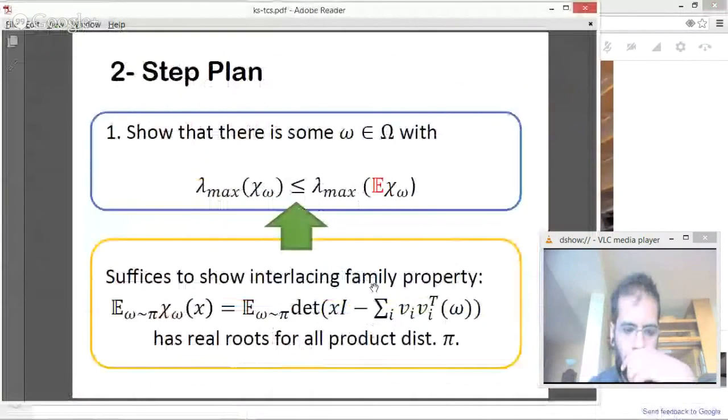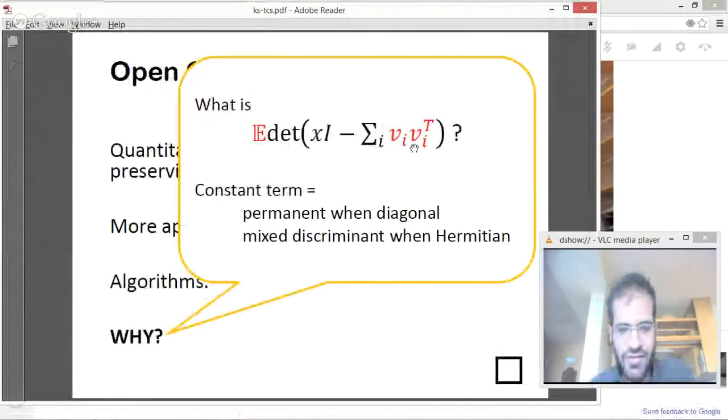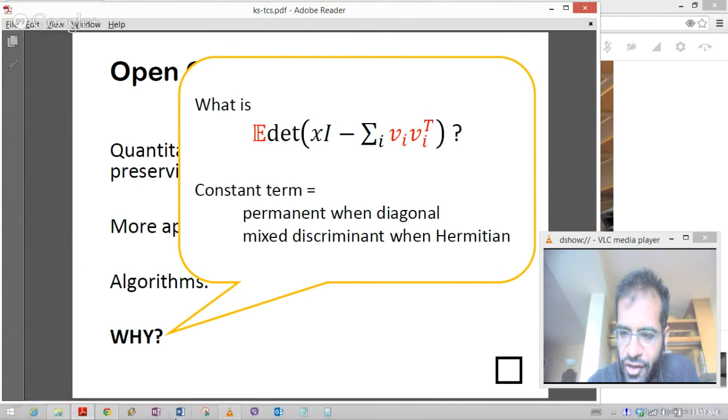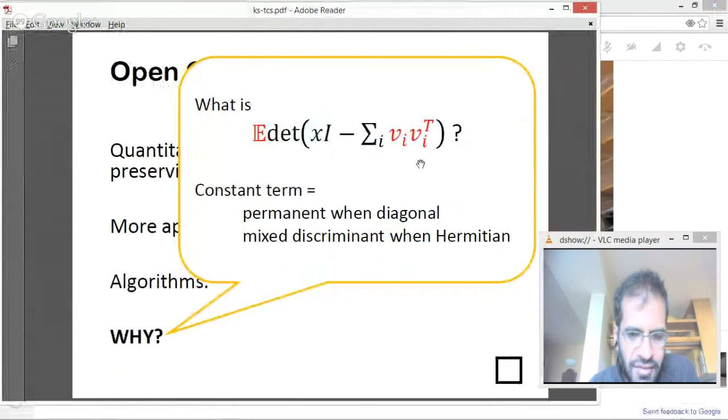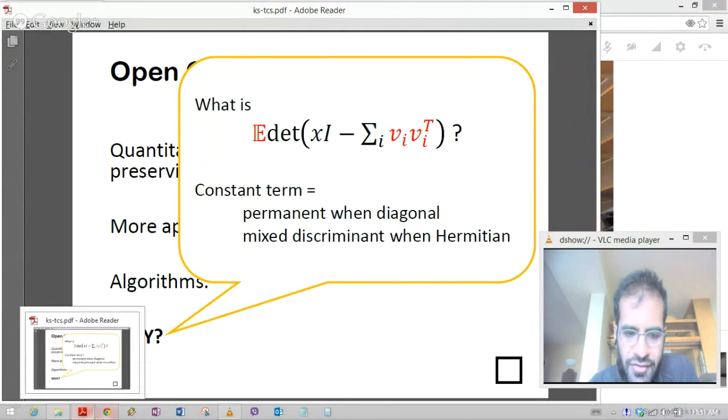Yeah, so what I said was that here's the expected characteristic polynomial of sum of vi vi transpose, right? Really I'm making a statement about this polynomial: it's a function of the covariance matrices of the vi. And in the case where all the covariance matrices are diagonal, the constant term of this polynomial is the permanent of the matrix that you get when you take all those diagonals as columns. Does that make sense? So this is an n-variate polynomial. Its constant term is just the expected determinant of these things. And when you plug in diagonal vectors, you get the permanent.